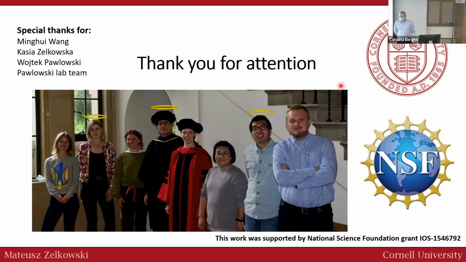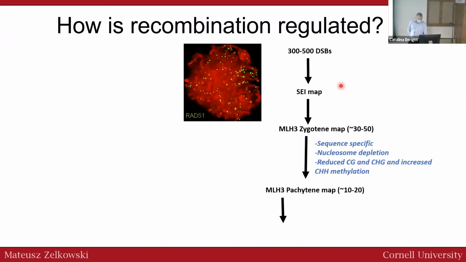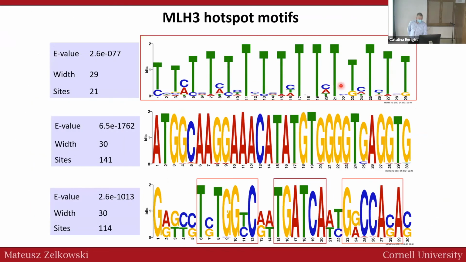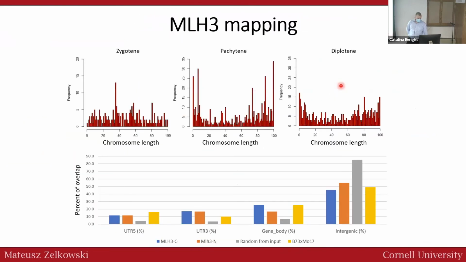Very nice talk. Could you go back to the slides showing the distribution of MLH3 binding target sequence at three different crossover stages? Yeah, so this one. You can see the zygotene distribution of the MLH3 binding is just a little different from the other two stages. The other two stages basically have more binding targets at the distal region of the chromosome, but this one is more somewhere in the middle. Could you explain a little bit about why this happened?